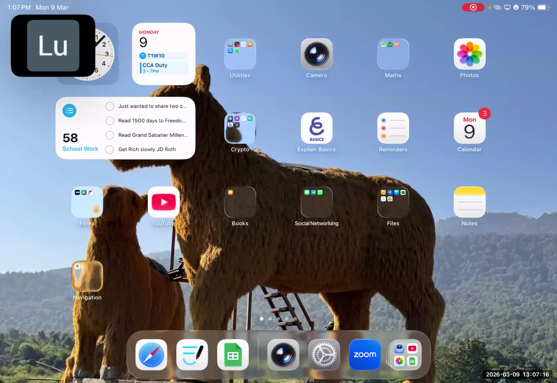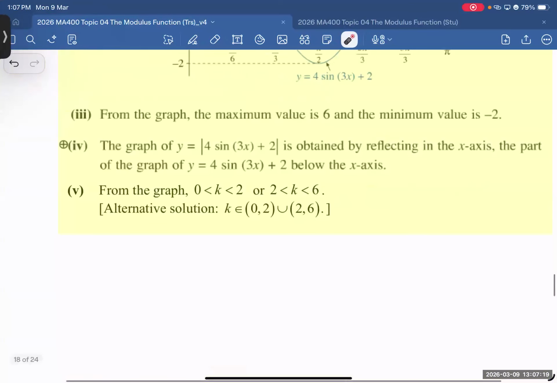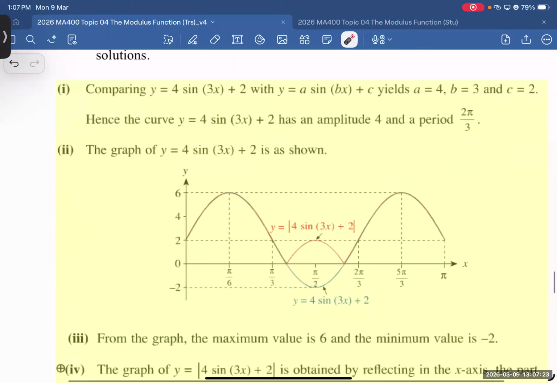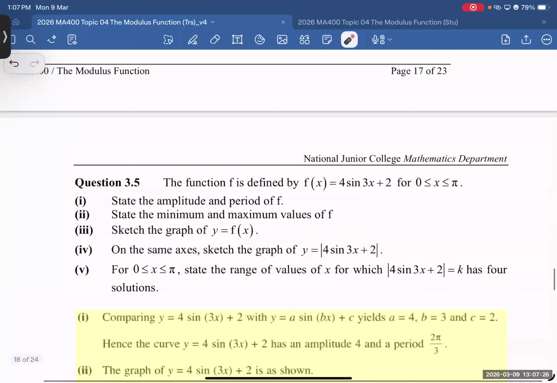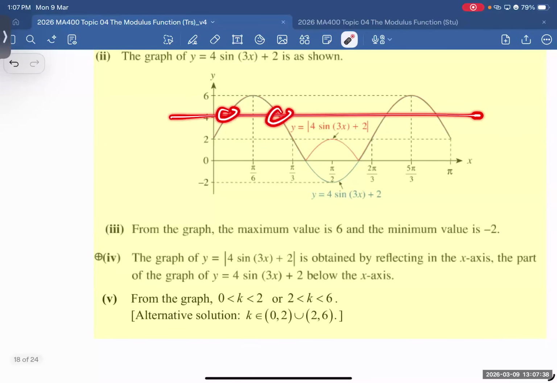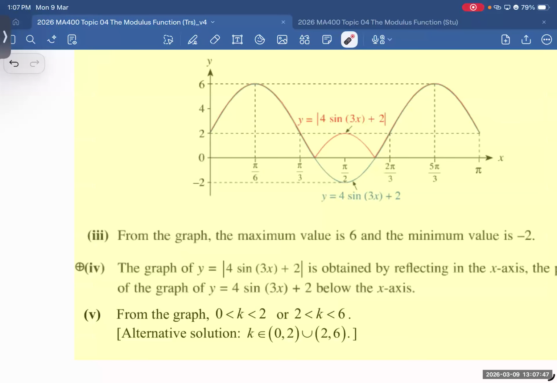Okay, now you see. One more time, I say you think of this as one curve. You think of this as a second curve. Y equals K is a horizontal line. So it cuts 1, 2, 3, 4. Another case like this, it cuts 1, 2, 3, 4. So that's why K means 0 to 2. K must be between, but not 2. Don't include 2, don't include 0, don't include 6.